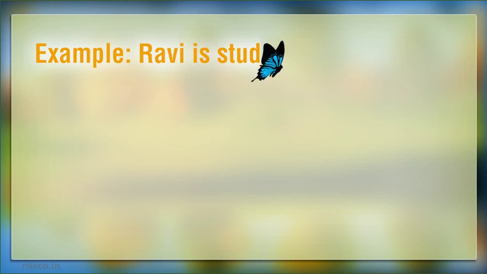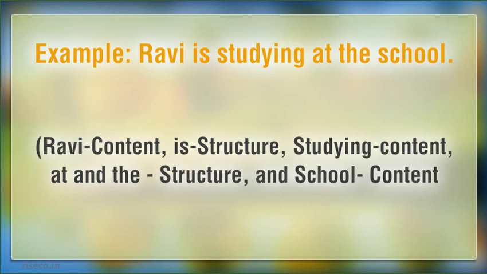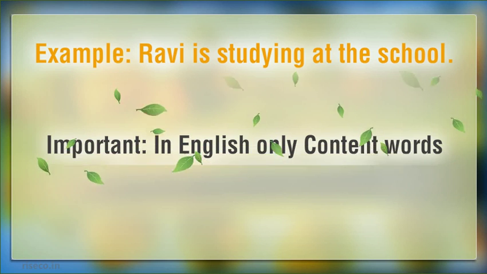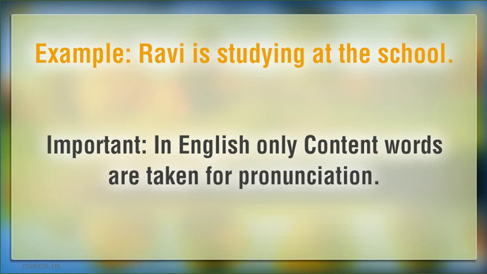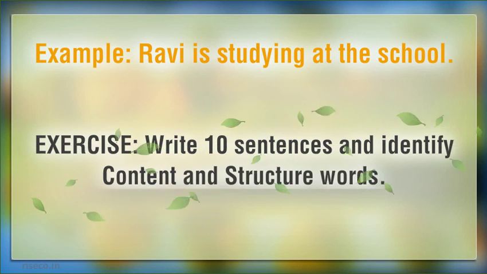Example, Ravi is studying at the school. Ravi, content; is, structure; studying, content; at and the, structure; and school, content. Important, in English only content words are taken for pronunciation. Exercise: write 10 sentences and identify content and structure words.